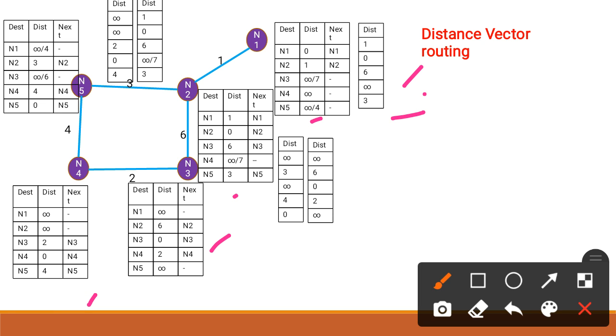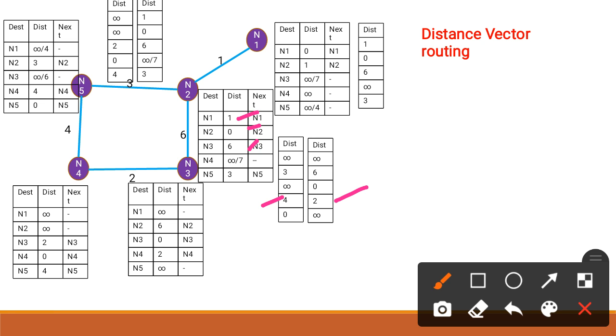For example, see here for n2. We are making the n2 table, and the n2 table will be shared with n5 and n3. This one is n5, and this one is n2, equal to n2. Then see here n1, n2, n3 are given. So how do we find n4? From n5, n4 is 4, it is 2.